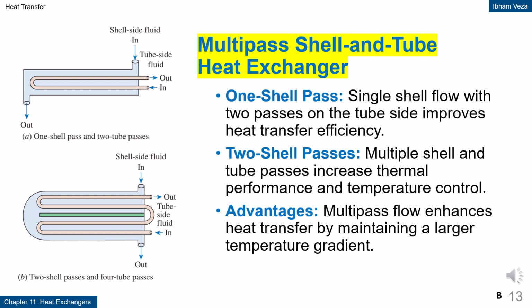Multipass shell and tube heat exchanger. Multipass configurations are used to improve thermal performance by forcing the fluid to pass through the exchanger multiple times. With more than one pass, the average temperature difference can be maintained at a higher level. This increases the total heat transfer without increasing the size of the device. One shell pass and two shell pass arrangements are common examples. This concept shows how flow arrangement can improve system efficiency.